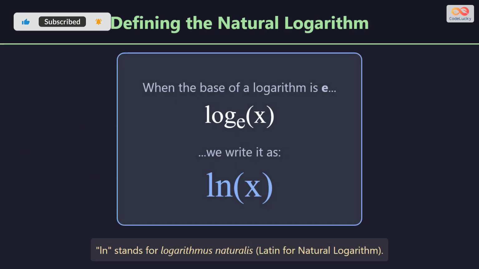Now we can define the natural logarithm. It is simply a logarithm where the base is that special number, e. Instead of writing log with a subscript e, mathematicians use a special shorthand, ln. So, whenever you see ln of x, it just means the logarithm of x with base e. The term comes from the Latin Logarithmus naturalis.